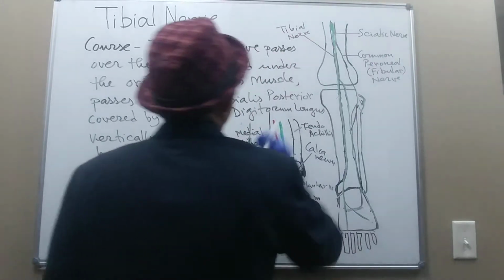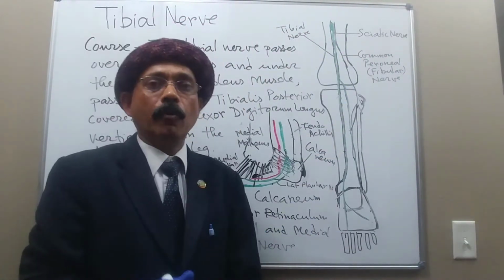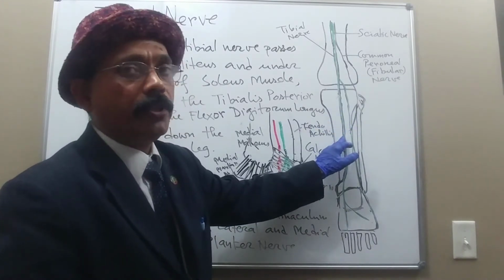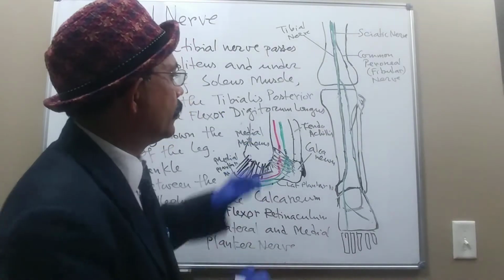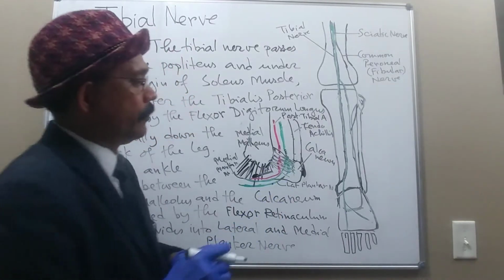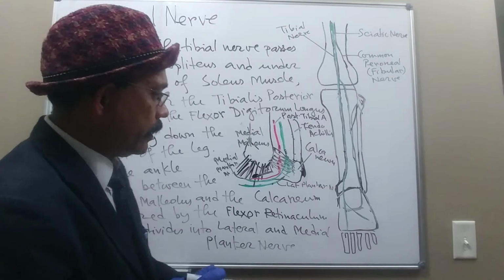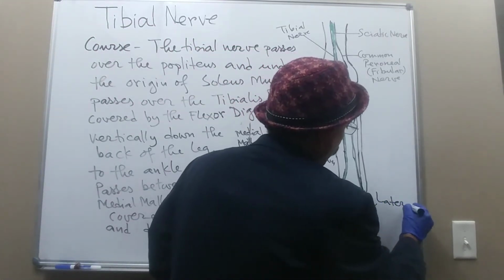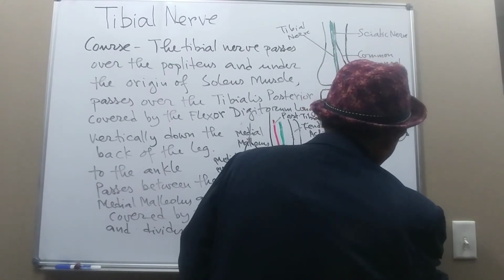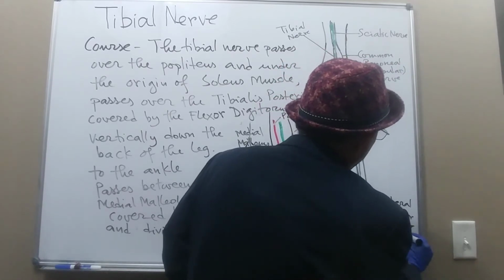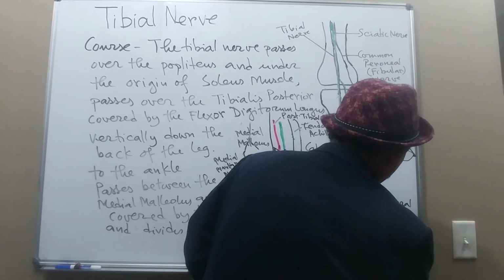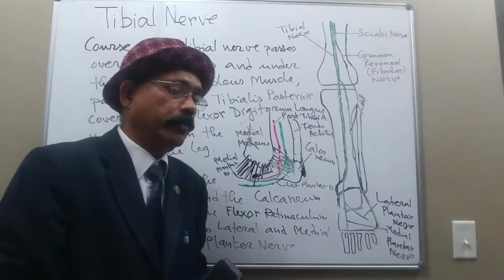In the popliteal fossa, this nerve passes over the popliteal vessels from lateral to medial. In the leg, this nerve is accompanied by the posterior tibial vessels, up to here. This is the posterior tibial artery. So it follows that, and ultimately we get the lateral plantar nerve, which goes to the plantar aspect of the foot, and the medial plantar nerve. These are the terminal branches of the tibial nerve. We have the course and terminal branches of the tibial nerve.